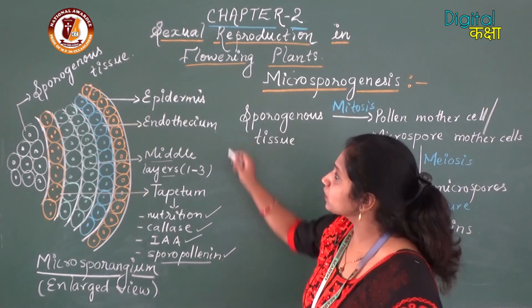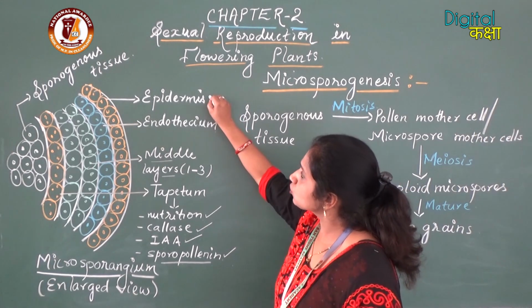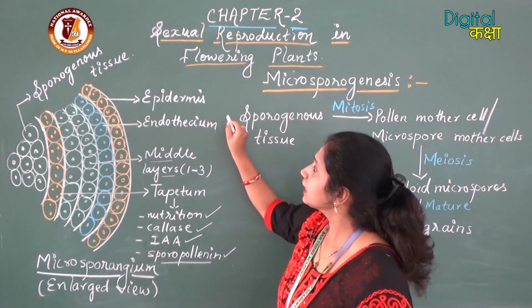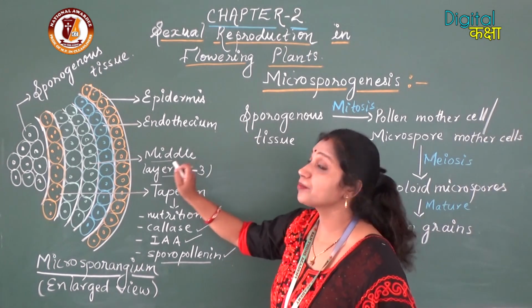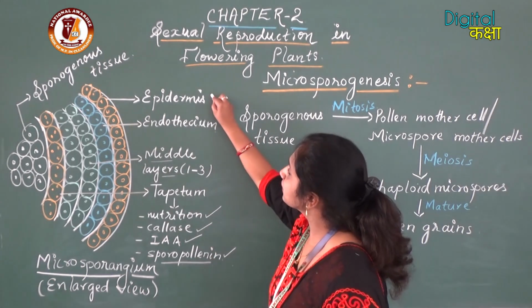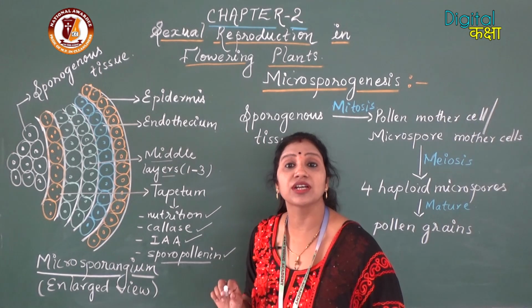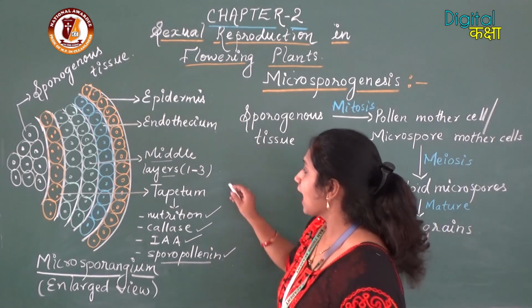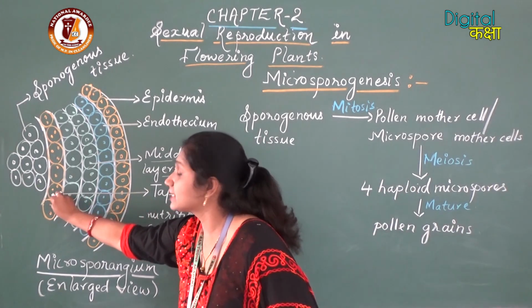So we have discussed the layers. The outermost layer is the epidermis, inner to the epidermis is the endothecium, and inner to the endothecium are the middle layers, which may be 1 to 3. The epidermis, endothecium and middle layers have the function of protection. And the innermost layer of the microsporangium is the tapetum.